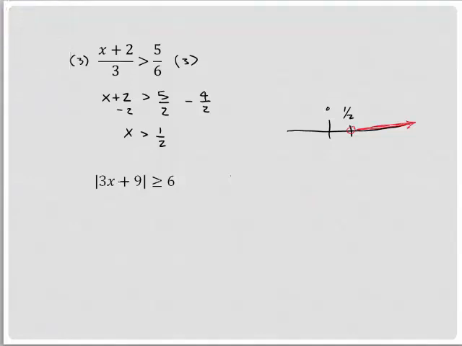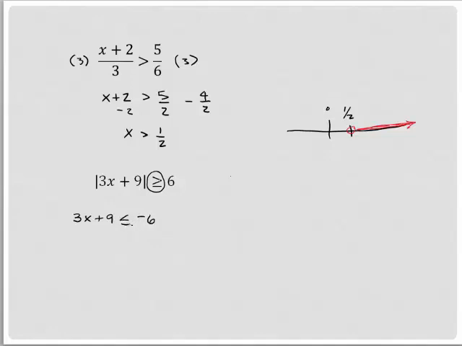All right, here is an absolute value. Now, the symbol here is greater than. So whatever we have in here has to be greater than 6. So 3x plus 9 has to be less than or equal to negative 6.